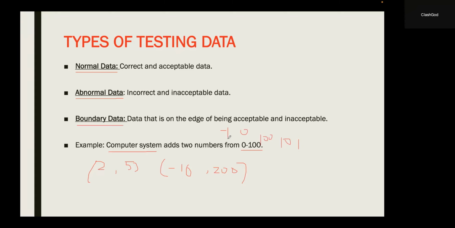We need to make sure that the computer system works for all these 3 types of data in order to make sure that it works. So these are the types of testing data that we enter into the computer system to make sure that it works. All right, that is the end of today's lesson.